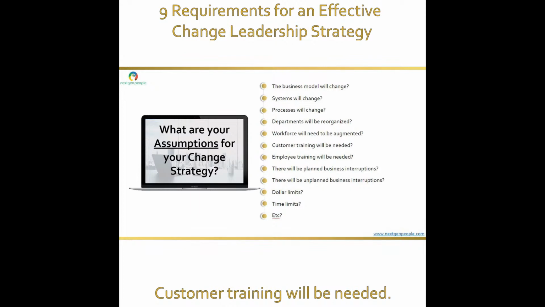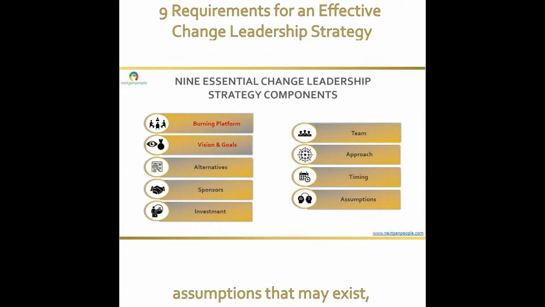Employee training, is that going to be needed? What are the planned business interruptions? What are the unplanned business interruptions? Will there be a specific dollar limit to making this change happen? Will there be a specific time limit? So your assumptions can obviously be endless based upon the needs of your organization, but you do want to be clear regarding what they are. So these are the 9 elements that are necessary for a comprehensive, effective change leadership strategy.